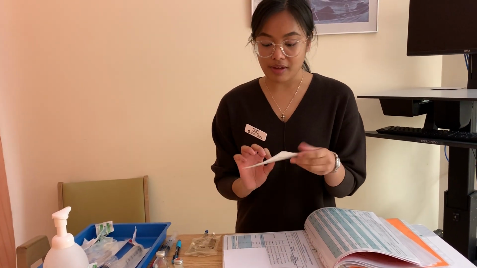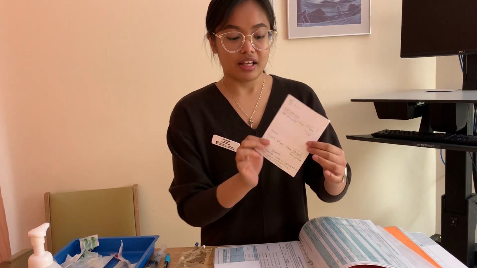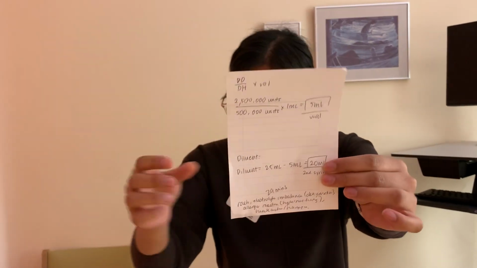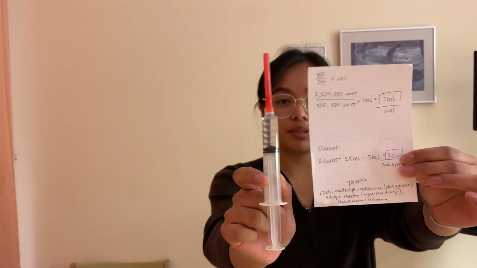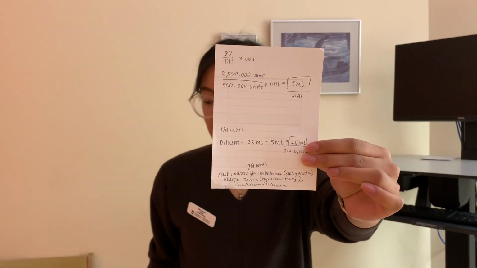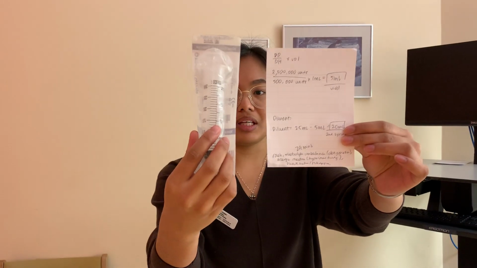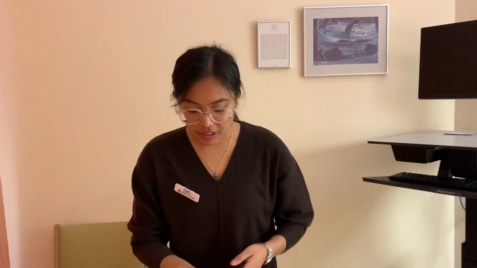So for the purpose of the video, I already calculated the amount of diluent I need. Since my total volume was 25 mLs and I have 5 mLs from the syringe, I'm subtracting it to give me a total of 20 mLs that I need to pull up from this 30 milliliter syringe. So I'm going to do that now.